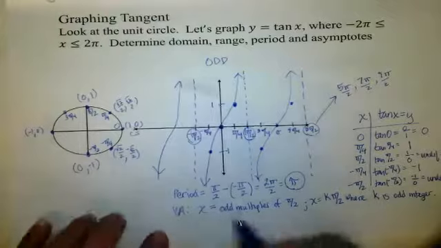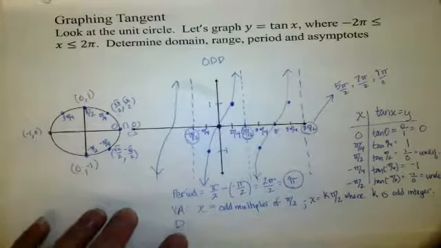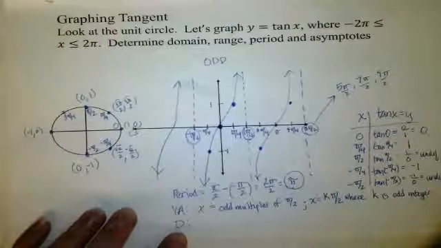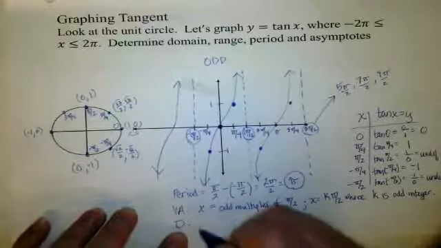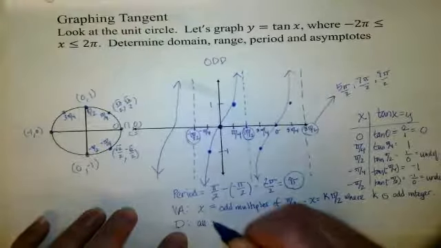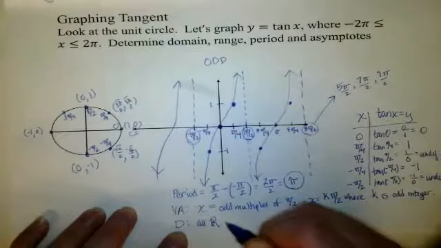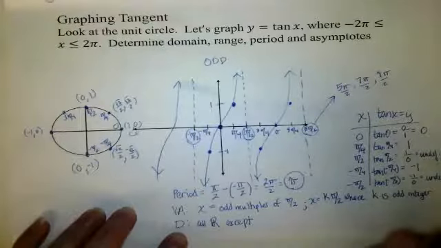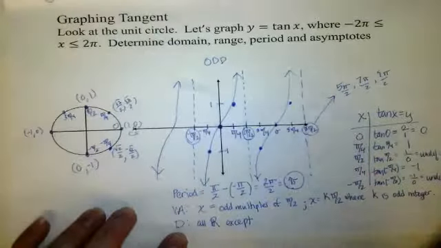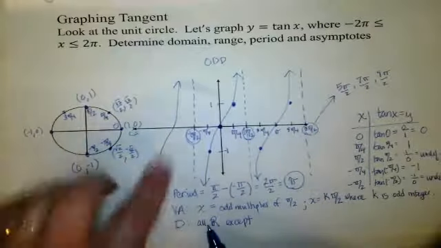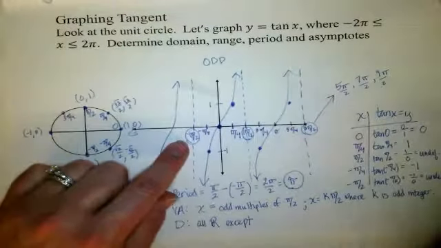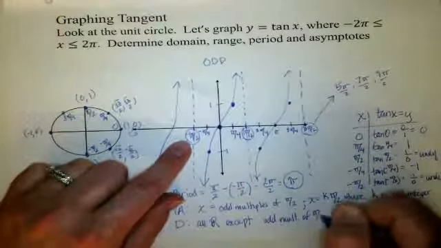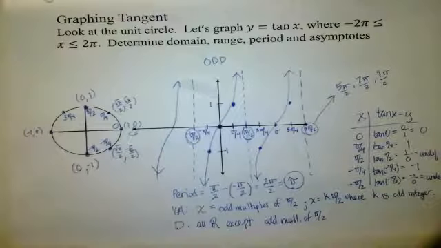And so we have the domain. What values of x work? All reals except, which things do we have to get rid of? The odd multiples of pi over 2. All the asymptotes we have to exclude. So we would say everything except odd multiples of pi over 2. So that's what I would say.